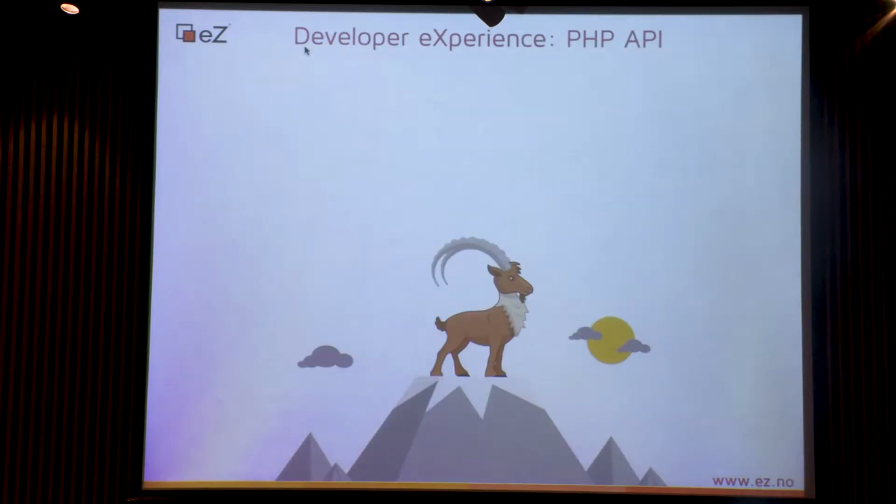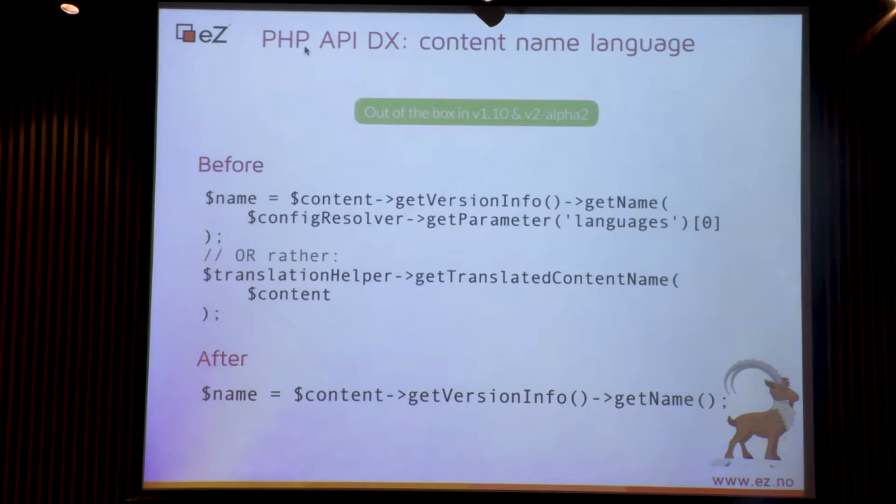PHP API, this is maybe more relevant for you because we are talking about hybrid UI where you actually use the same API as you would do on the front end. And we have some improvements for you and probably more eventually. Basically, one of the changes now that came in 1.10 is that you don't need to specify languages anymore when you deal with the value objects.